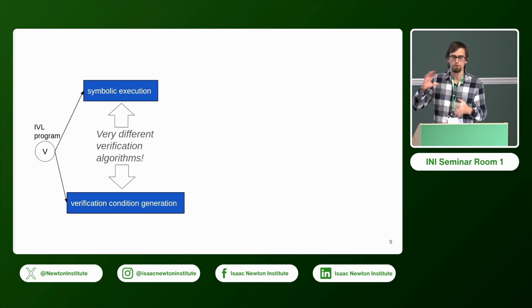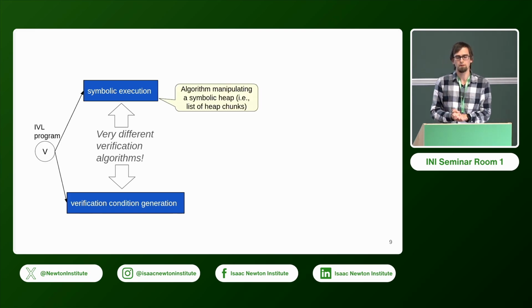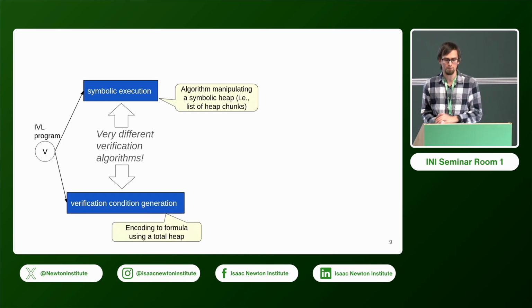And I just want to highlight that these are two very different verification algorithms. For example, symbolic execution is usually an algorithm which goes over the program and manipulates a symbolic heap represented, for example, as a list of heap chunks, whereas verification condition generation encodes the program to a formula, and in the case of Viper, this is encoded using a total heap semantics.